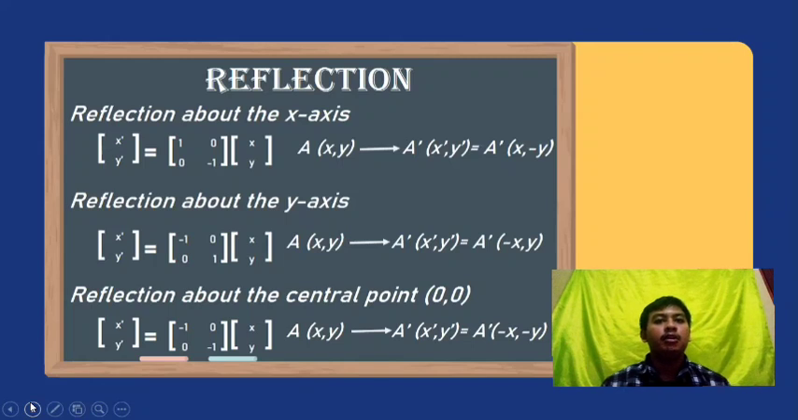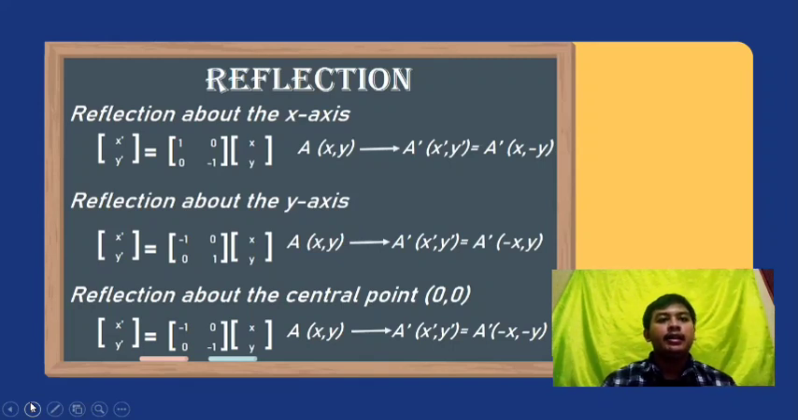And for the reflection about the y-axis, the x value will be changed to minus. So on the y-axis, A' has coordinates minus x and y. And then the third, the reflection about the central point, the point 0, 0.